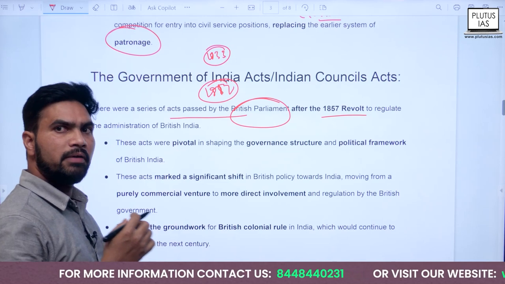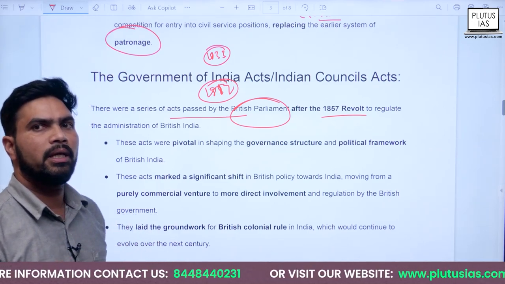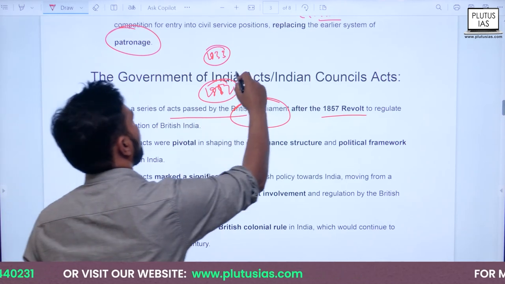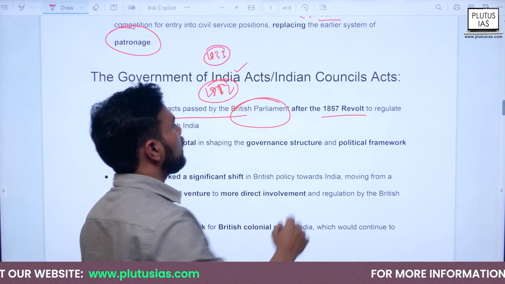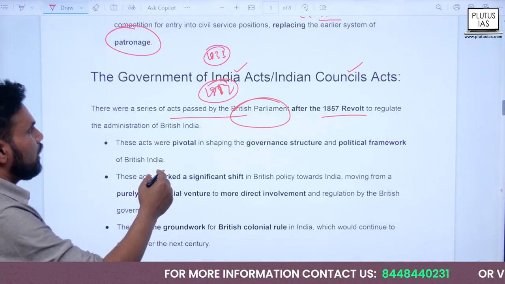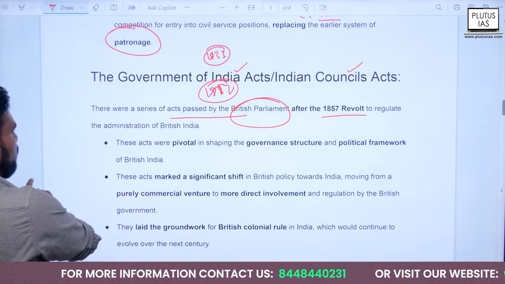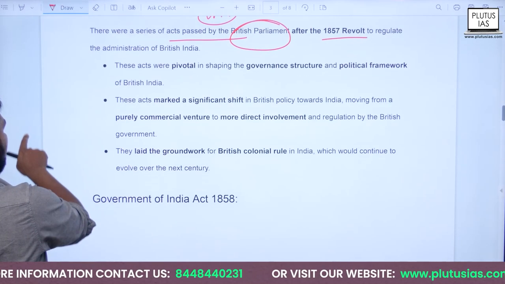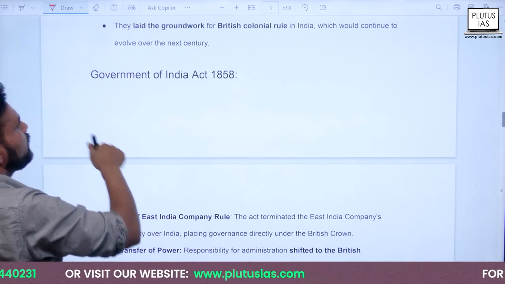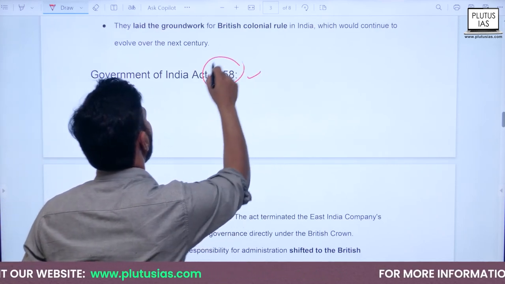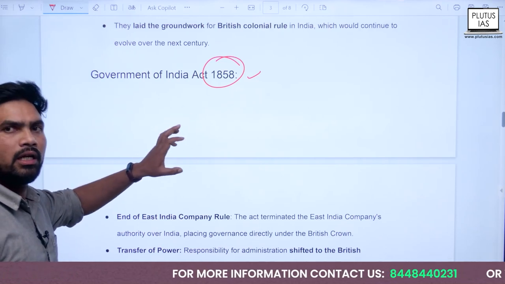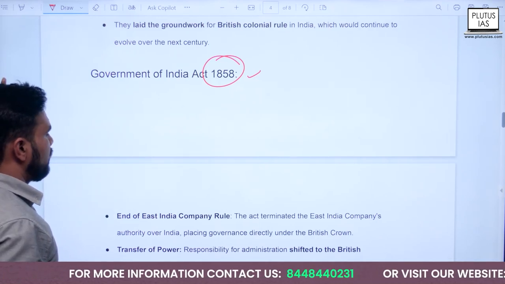Try to remember the difference in the names. First ones are Charter Acts. Now they are called the Government of India Acts or the Indian Councils Acts. So these are some of the points about these acts. So first in this series of acts is Government of India Act of 1858. So this has been brought immediately after the 1857 revolt.